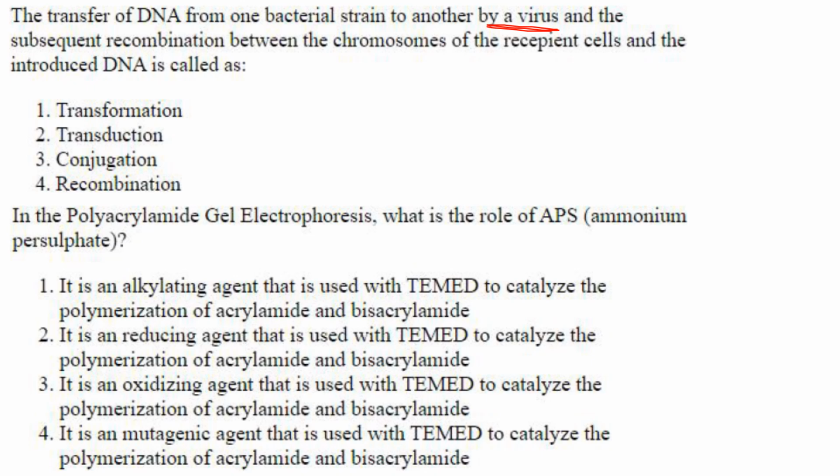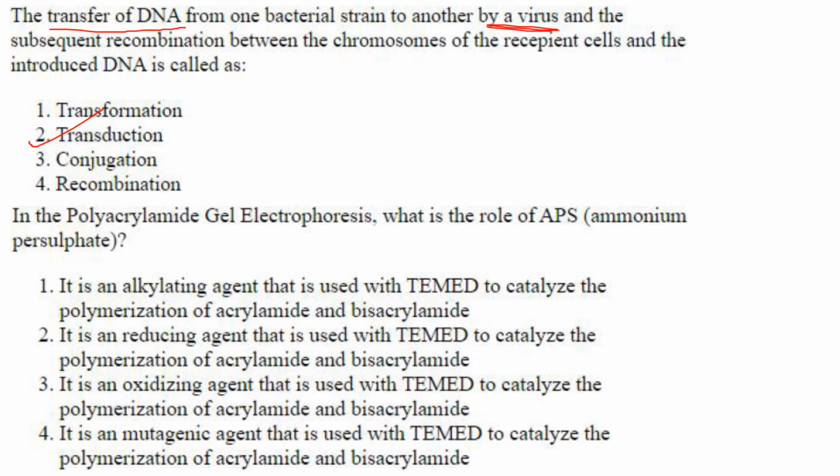Transfer of DNA by a virus is called transduction. Whereas in transformation, the bacteria will uptake free DNA molecule from the environment. Conjugation is the process where bacteria transfer genetic material from one cell to another through a specialized structure called the conjugation pilus. So where virus is involved in the transfer of DNA, it is transduction.